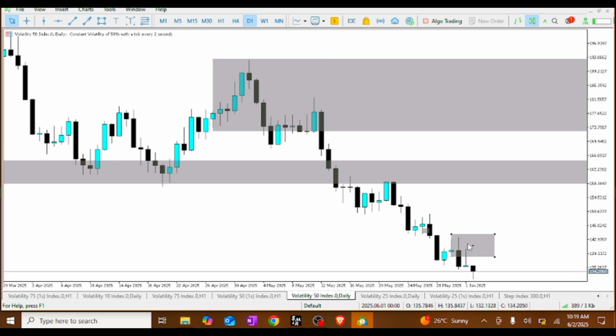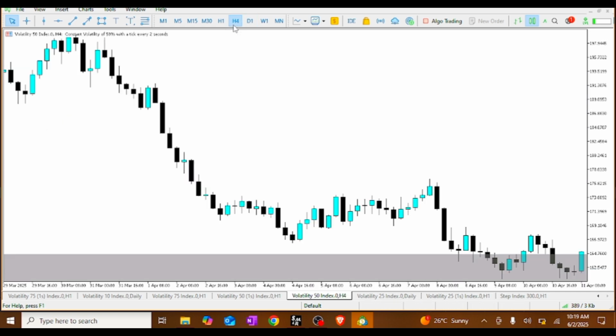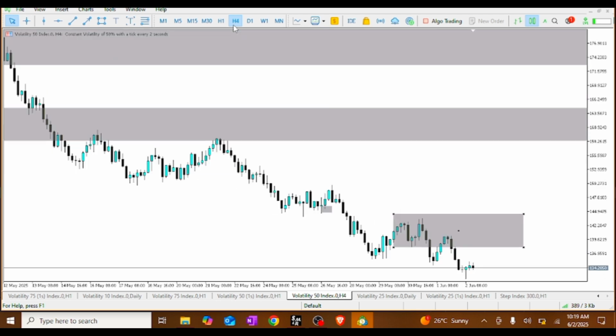Now when the market created this candle, the next day's candle dipped into that level and pushed to the downside. So there must be something on the lower time frame which we would want to see. Let's go to the lower time frame, 4-hour time frame.